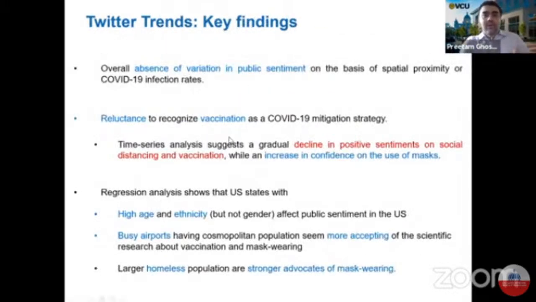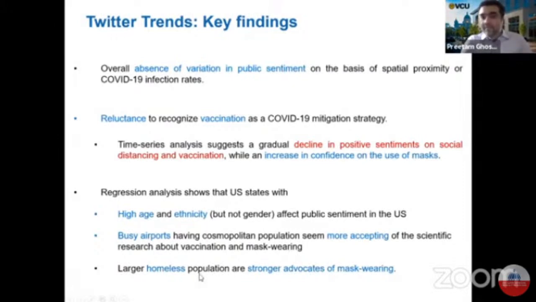So overall, the key findings here were that we saw a reluctance towards vaccination. Until December, people overall were not so positive about getting vaccinated. Okay, we did see a high use of masks, so people were feeling more and more positive about that. We also saw that age and ethnicity affect public sentiment in the US. Elderly people and some races feel more positive about vaccination and masking than others. Busy airports, actually places which are more cosmopolitan, are more accepting. They have a positive sentiment towards mask, social distancing and all.